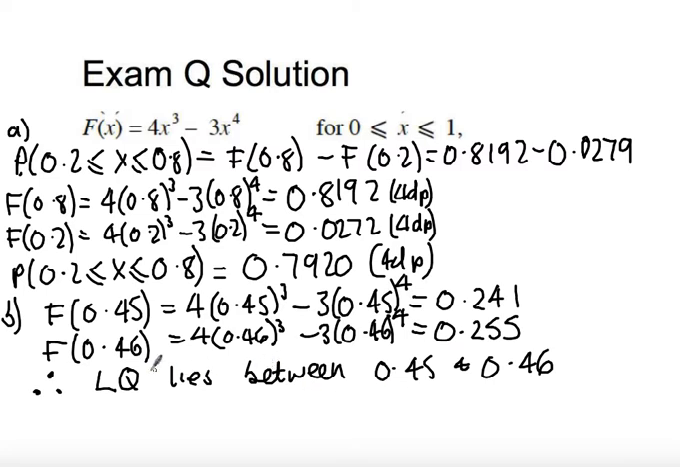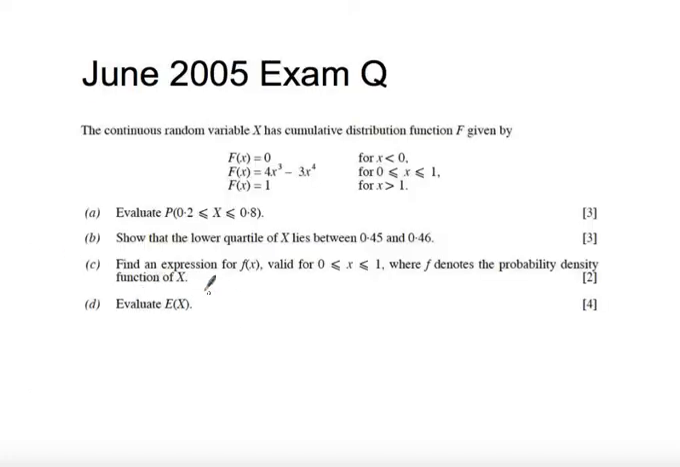Okay, before we move on and look at the marking, we'll go back to the question and look at part C now. So we'll do the marking all at the end. So find an expression for f of x valid between 0 less than or equal to x less than or equal to 1, where f denotes the probability density function of x.